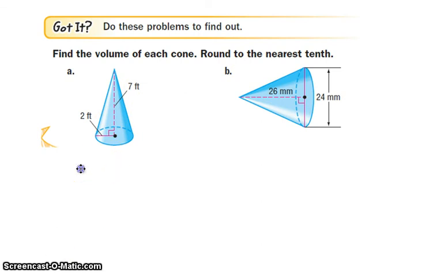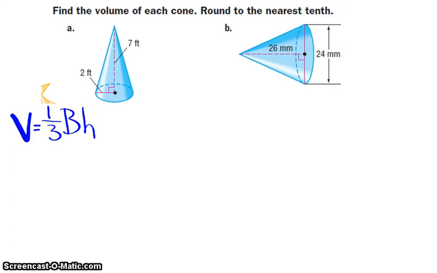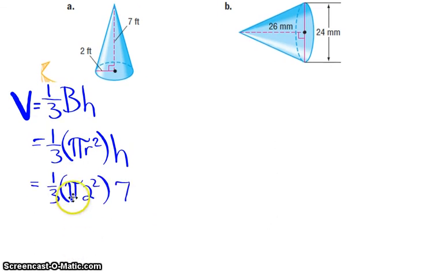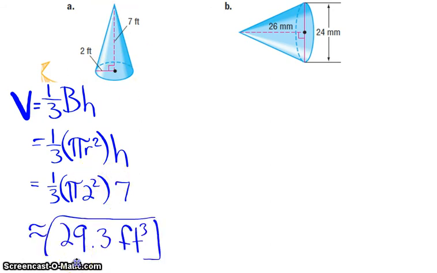Okay, for A, we're going to start with your generic formula, 1/3 base times height. Now again, this 1/3 is because it's not a cylinder, it's 1/3 of a cylinder. After that, let's get rid of your capital B and plug in the area formula for this circle for your base, and that's going to be pi r squared. So we took the B out, plugged in pi r squared. Plug in what you know: your radius is 2, your height is 7. Multiply it all out. You should have 29.3 feet cubed.